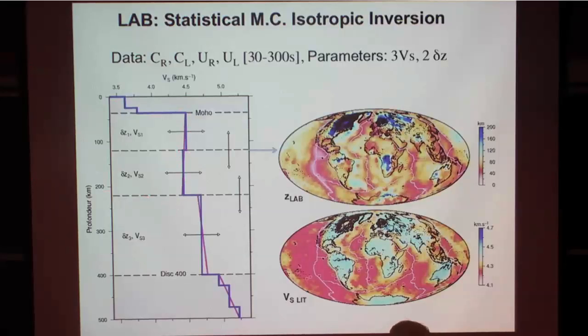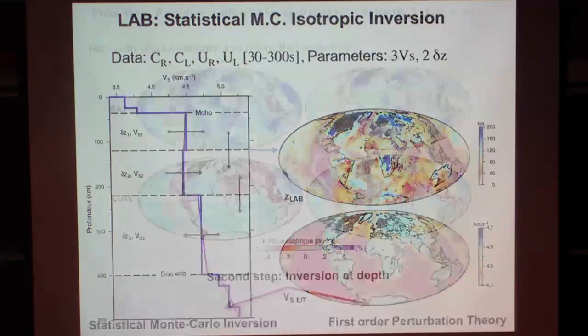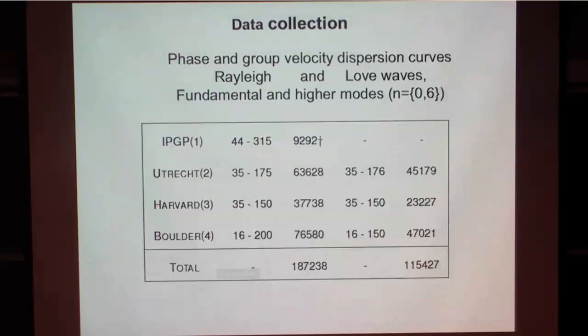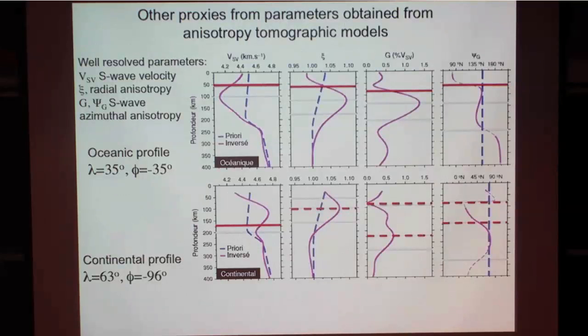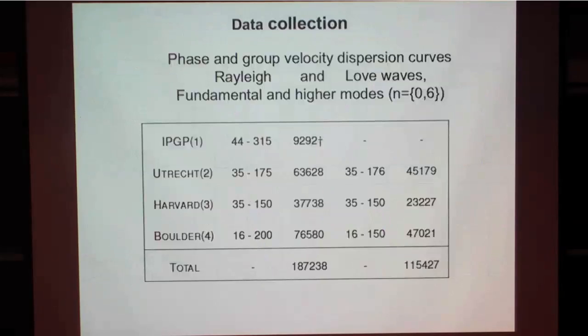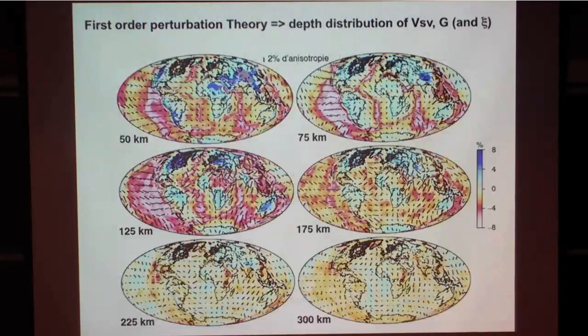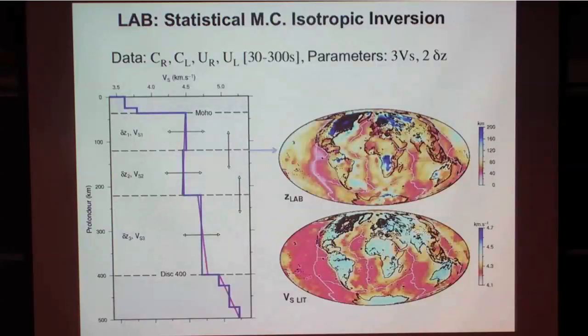That is really what we do to explore the depths. I think in the previous slide you showed that purple was the prior. No, the previous slide. This one? No, that. Oh, the blue was the prior. Oh, it's different. Sorry. No, they are not related. Okay. So that's the first estimate of the LAB by isotropic inversion.